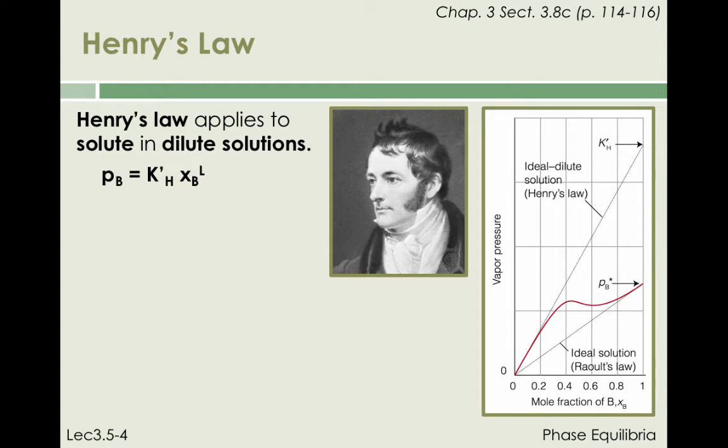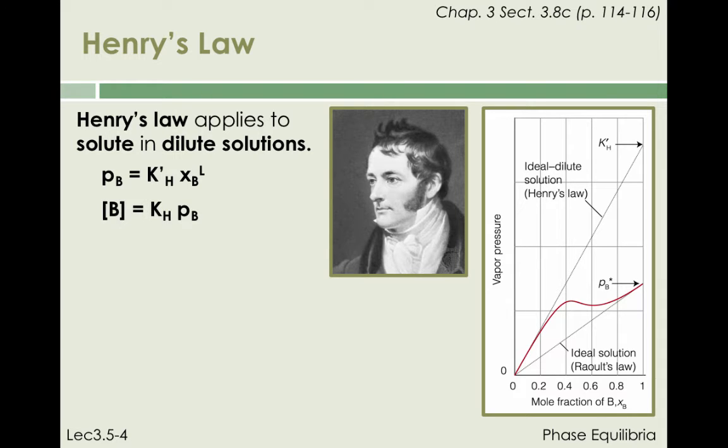The observed linear relationship between the partial vapor pressure and the mole fraction in solution for any component of a mixture in the very dilute concentration range is called Henry's law. The constant K prime sub H is called Henry's constant. Writing Henry's law as PB equal K prime sub H times XBL allows us to understand why the extrapolation of Henry's law to XBL equal to 1 leads to a y-axis intercept of PB equal to K prime sub H.